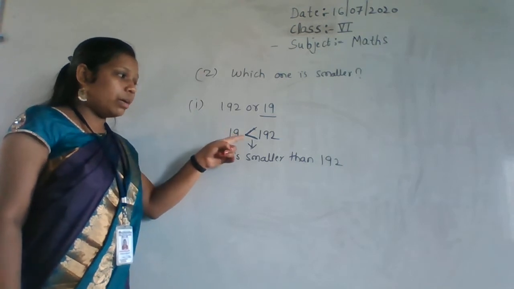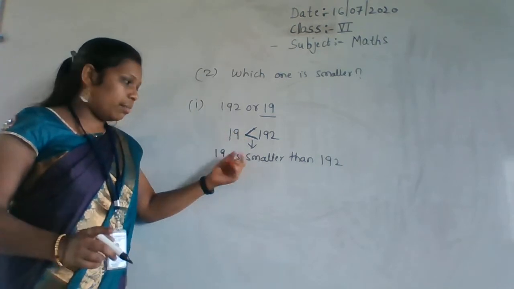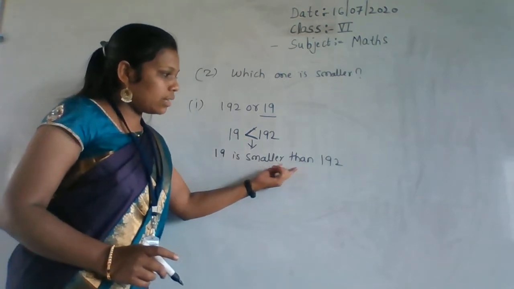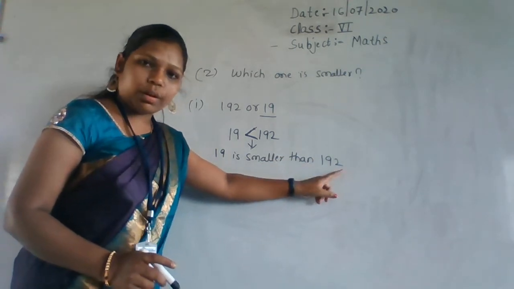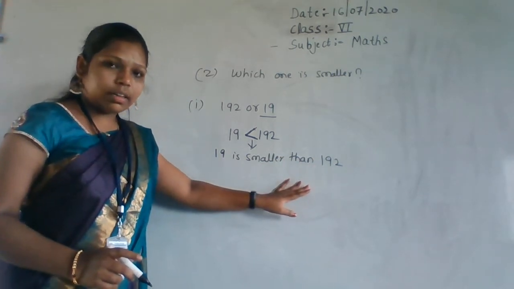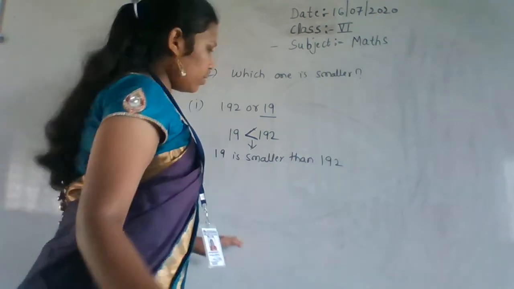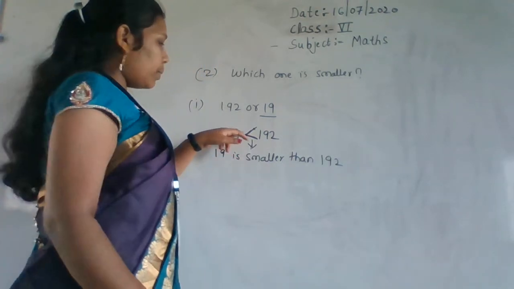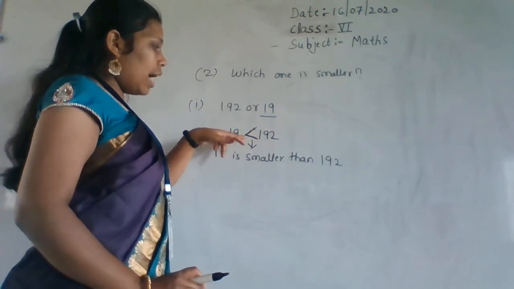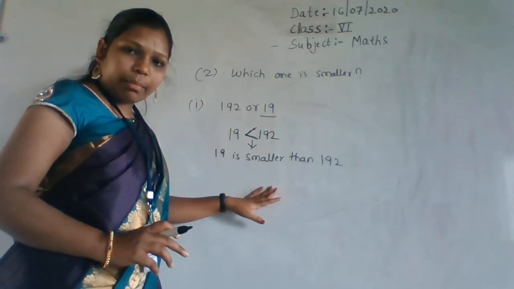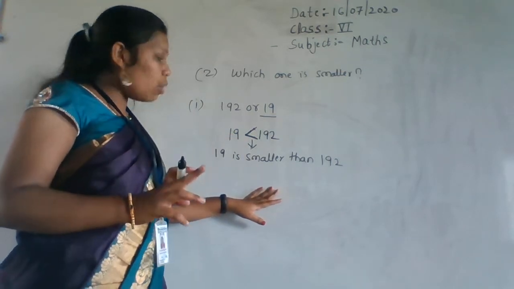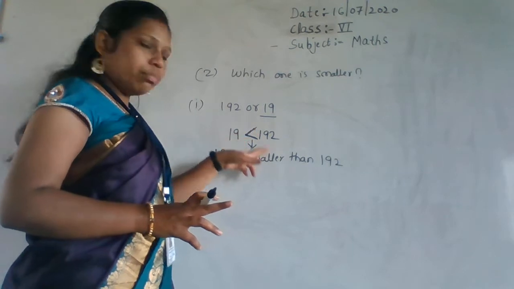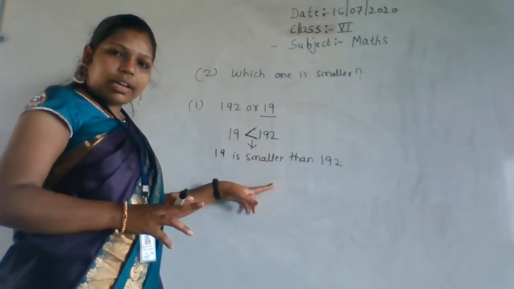How to read this symbol? It is smaller than, which means 19 is smaller than 192. You have to read it like this. Some people only know the symbol and don't know how to read it. You should also know how to read this symbol, otherwise you are a bad student.